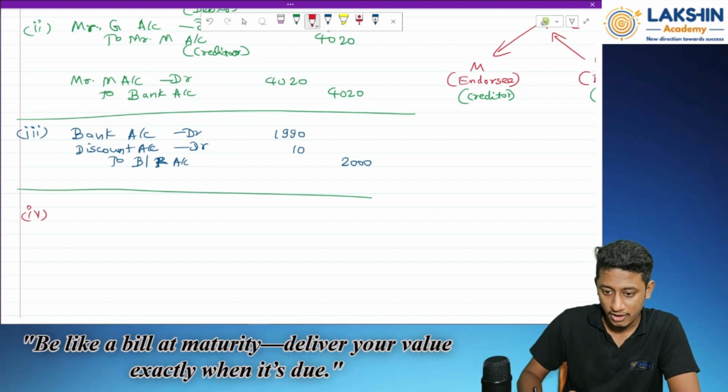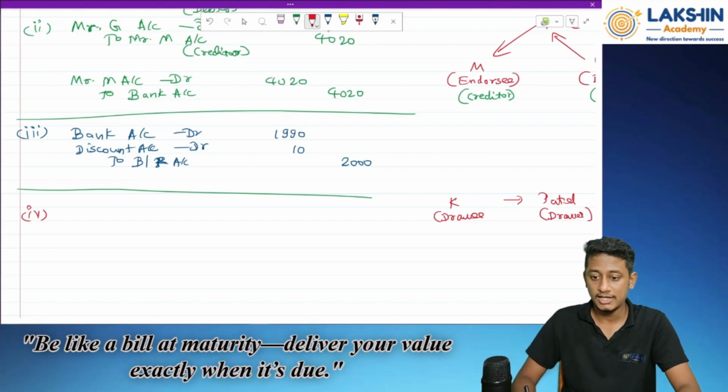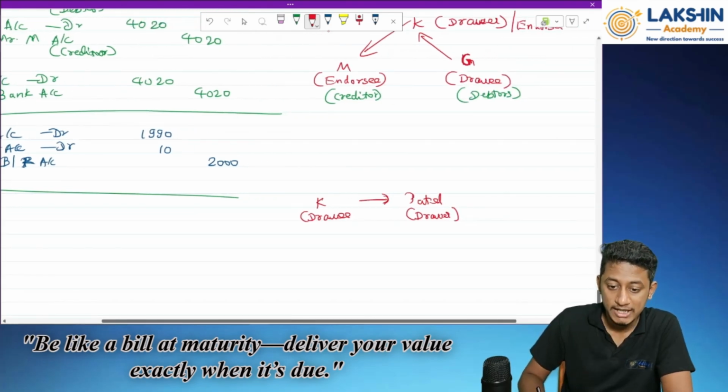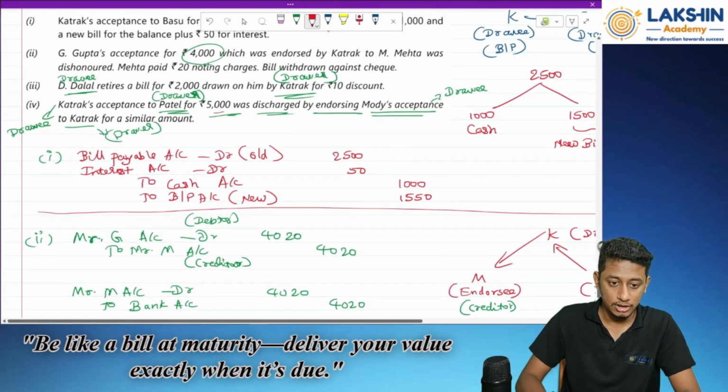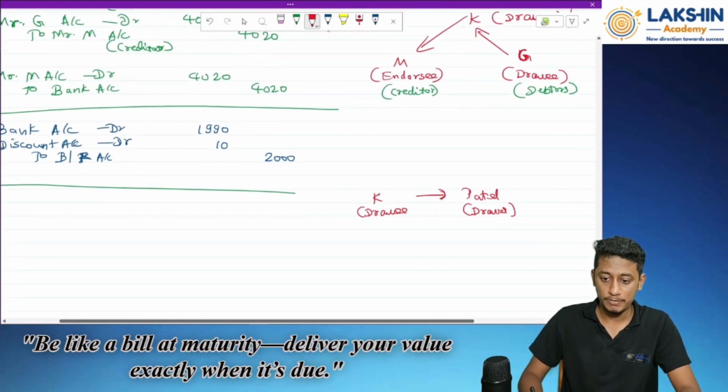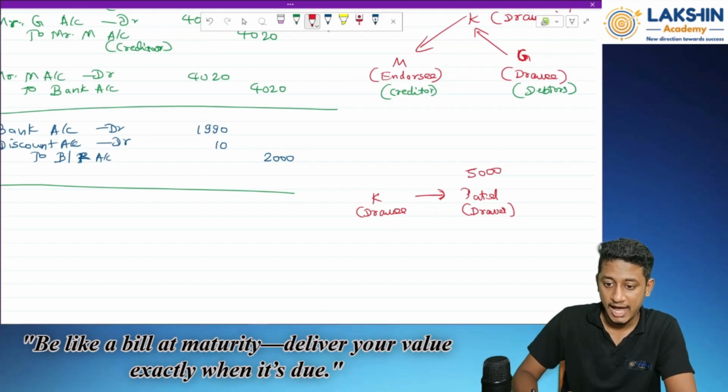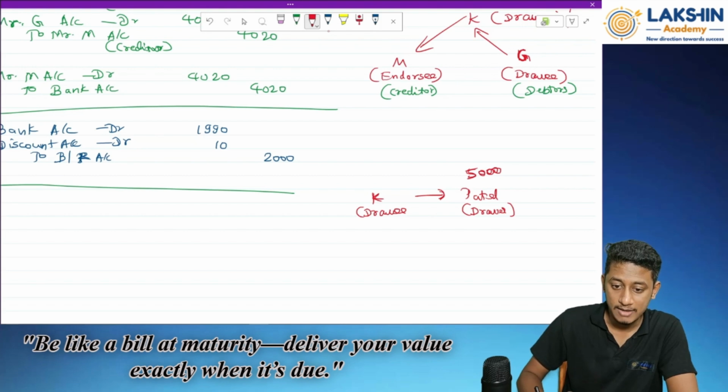See, K was the drawee in the first case to Patel. Mr. Patel was a drawer. That means Mr. K had to make payment to Mr. Patel. How much was the amount in this case? Rupees 5,000. For rupees 5,000, Mr. K had to pay Mr. Patel. But what has happened over here?